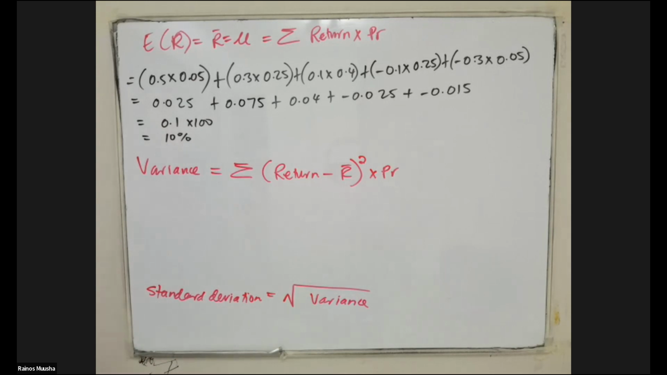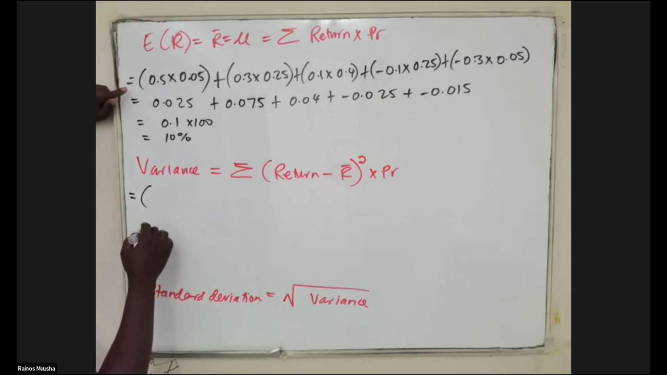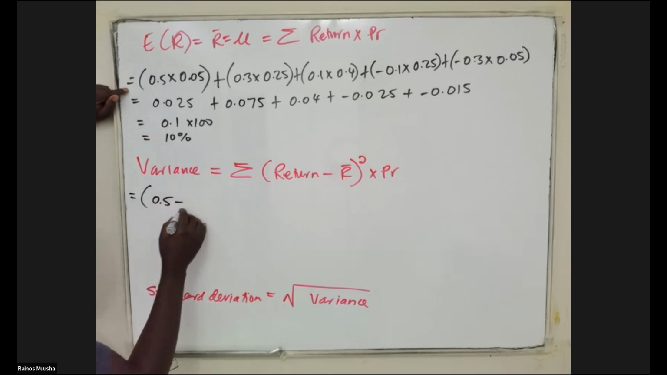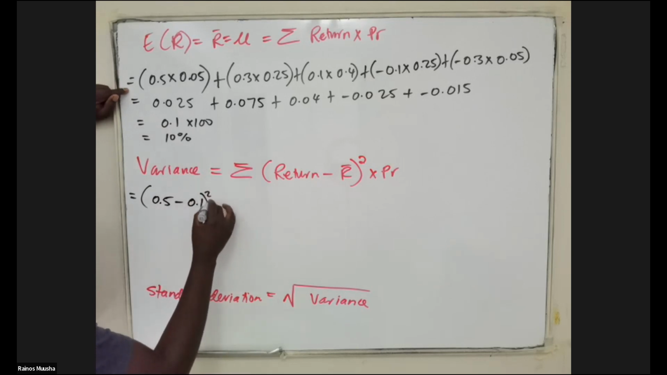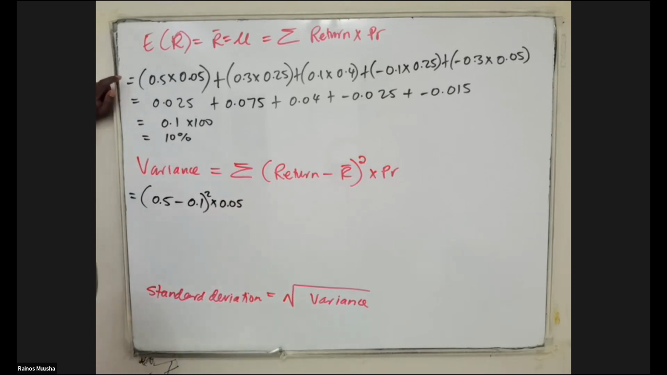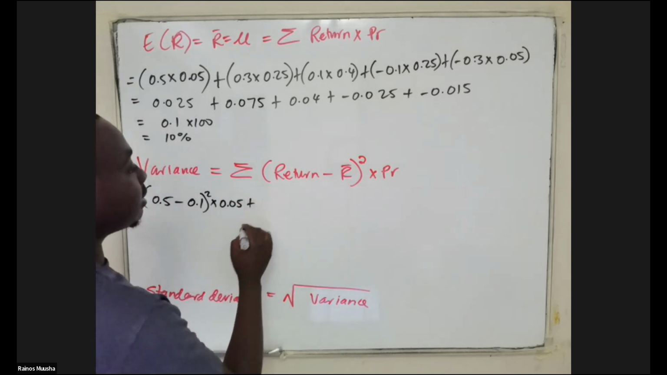To get the variance in this case, for the first scenario your return is 0.5, the expected return is 0.1. You square that and multiply by the probability of this happening, which is 0.05. Just want to make sure that I'm dealing with the right figures. For return and probabilities, the return is 50%, the probability is 0.05. Okay, yeah.